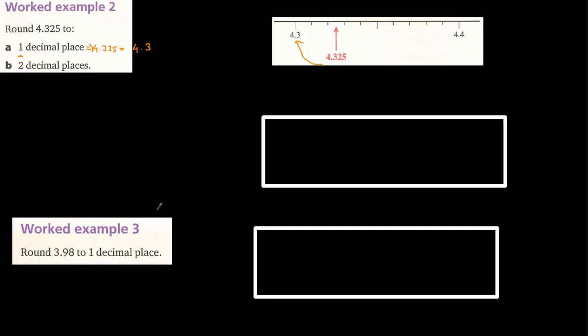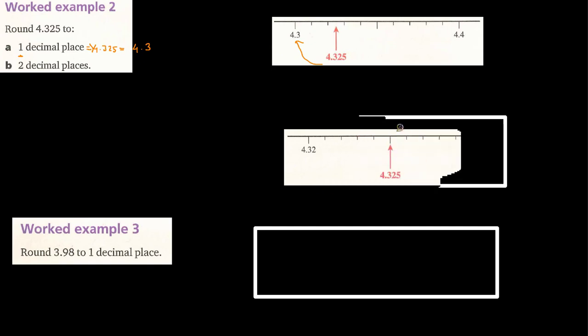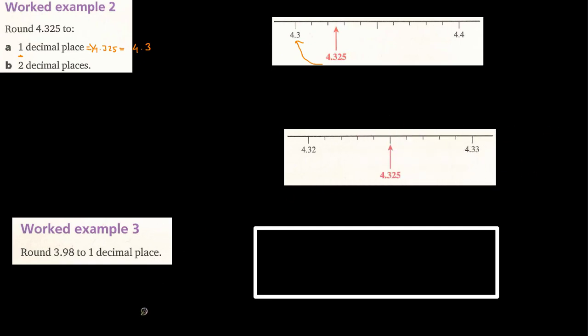Okay, if we round to two decimal places, I'm also going to open the figure for the two decimal place case here. It seems it is at the midpoint. It is between 4.32 and 4.33. In this kind of case, we are rounding to the upper value, and 4.325 is going to be rounded to 4.33.